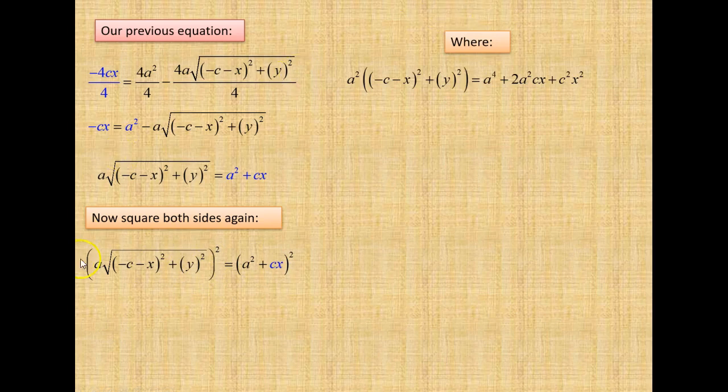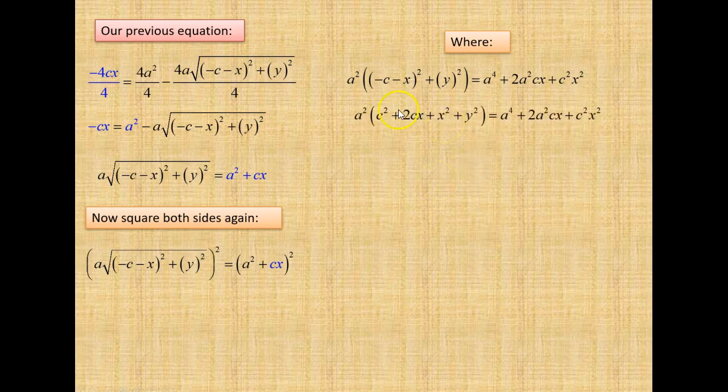And we get a times a squared times the square of this square root, which is just 1. So that's what we leave here: a squared. And the square of this quantity is just what's inside. And we square both sides, and that's a to the fourth plus 2a squared cx plus c squared x squared.